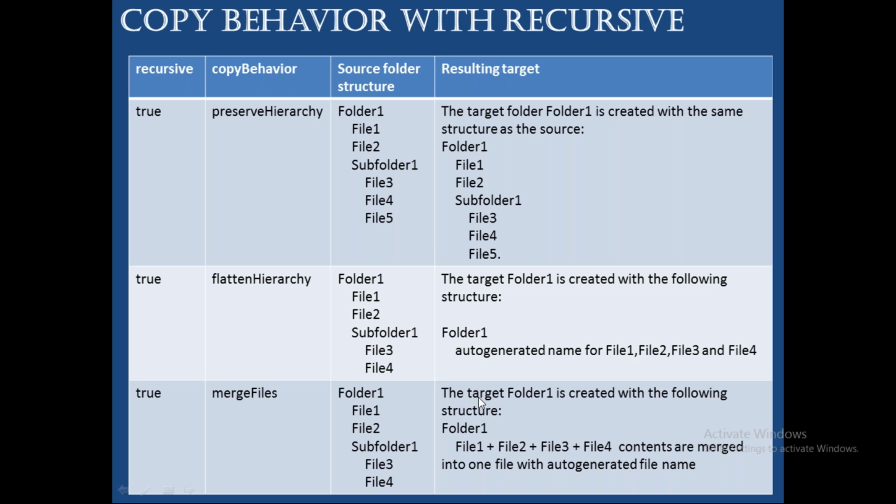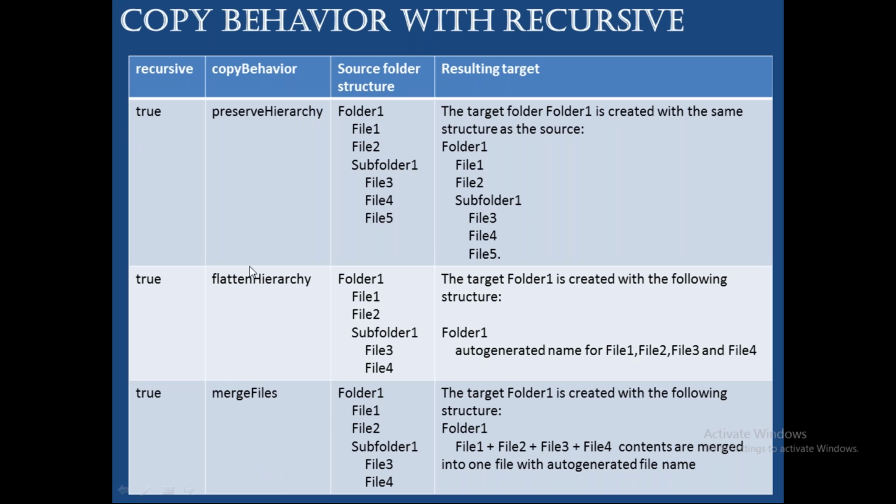You see, the target folder 1 is created with the following structure. In folder 1, what happens? File 1 plus file 2 plus file 3 plus file 4. Contents are merged into one file with an auto-generated file name. It will create a new file, and into that file it will merge all the contents of these 4 files. Okay, clear? This is all about enabling recursive.